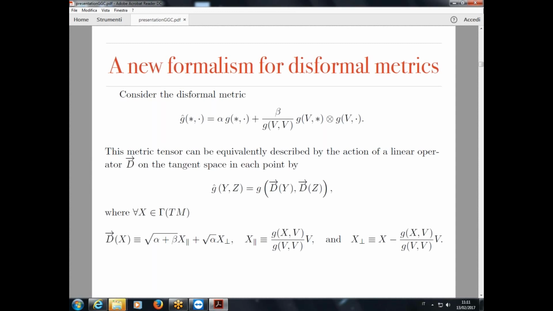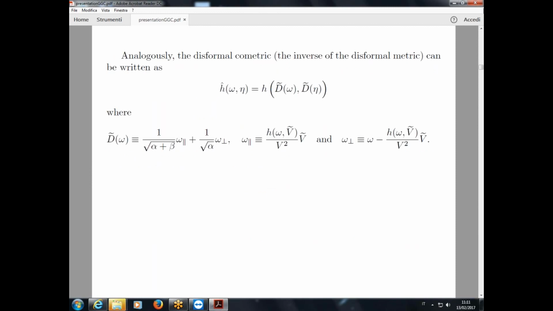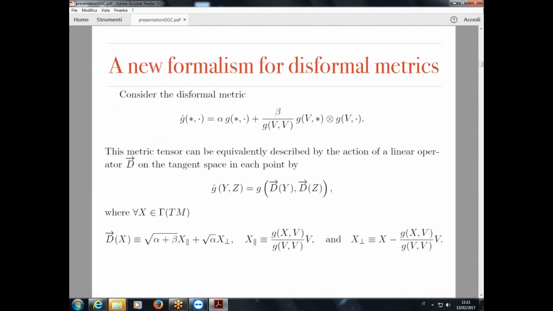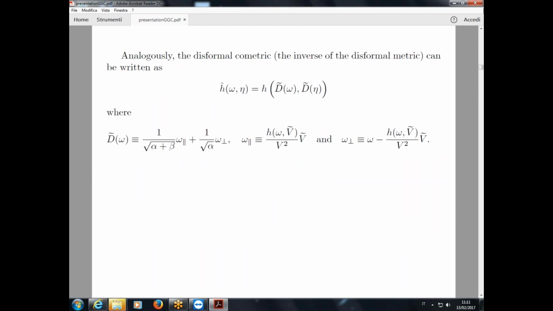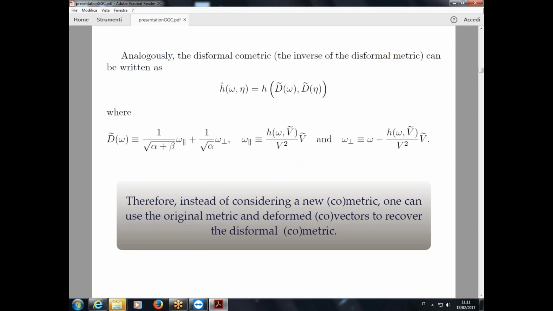So you can see G hat is a new metric tensor, but you also can see this formal metric as having the same metric, but now you are changing the tangent space in each point according to this definition. Of course, you can do this for the inverse of the metric, this formal co-metric. And if you change any covector according to this rule, this formal metric is changed in the inverse way of that. This is going to be important for rainbow metrics that we are going to talk about.